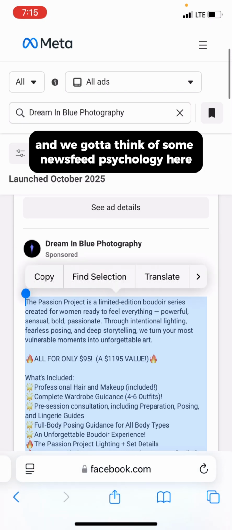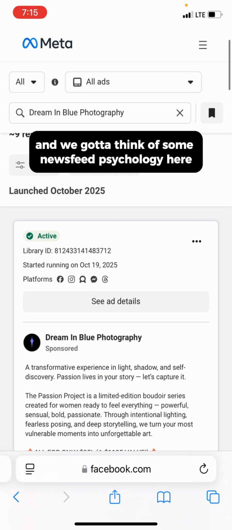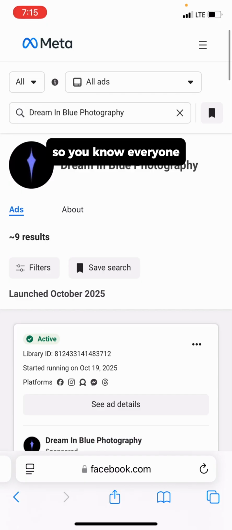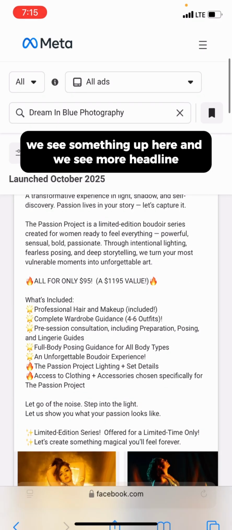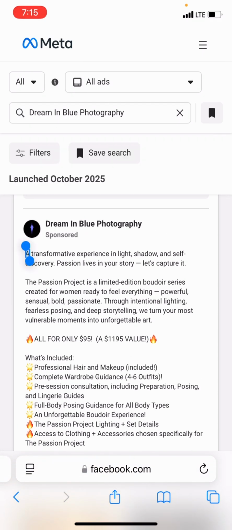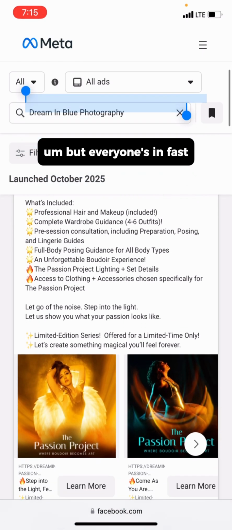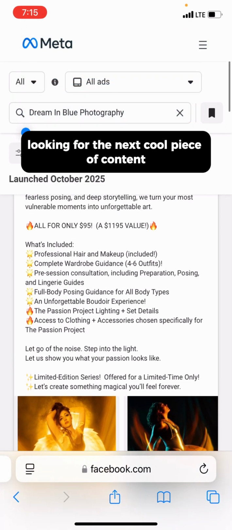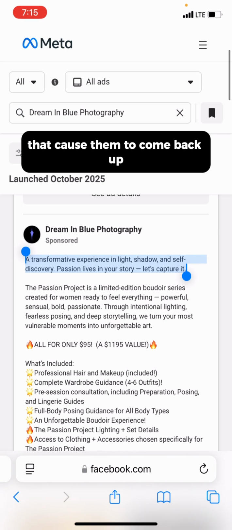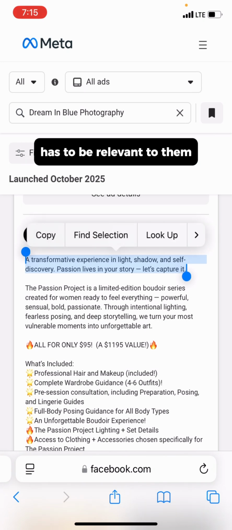And we've got to think of some newsfeed psychology here. So, everyone's scrolling newsfeed. We got TikTok brain looking for the next interesting piece of content. We say something up here in the see more headline, but everyone's brain's in fast mode, fast scrolling, looking for the next cool piece of content. But we say something up here that causes them to come back up. It has to be relevant to them.